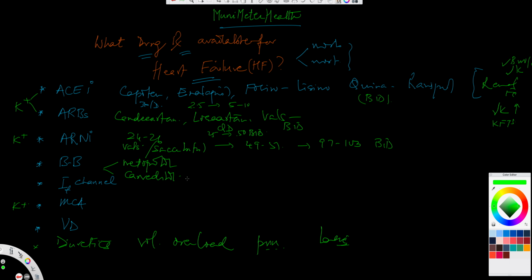Now, carvedilol is an alpha and a beta blocker combination. Metoprolol is a pure beta 1 selective, whereas carvedilol is beta as well as alpha both. So they have a vasodilating action as well, and of course a beta blocker action as well. So that's the beauty about this drug. It has a dual action. It's a dual action drug, I call it.